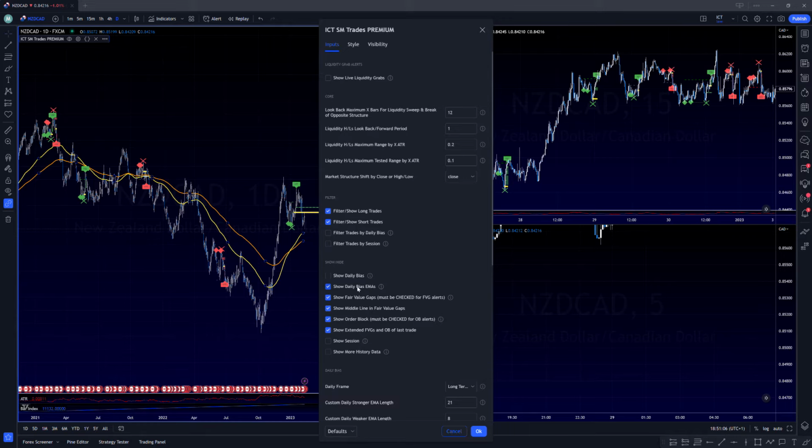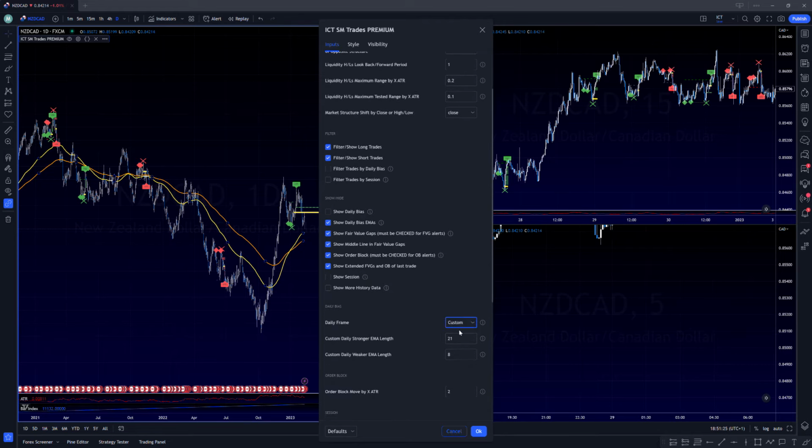so I showed how this daily bias works in previous videos. It is working with these two EMAs. One is stronger and one is weaker, and you can also set a custom daily frame, and set the stronger EMA and the weaker EMA. If the weaker EMA is above the stronger one, it is an uptrend or long daily bias, and vice versa, it is a short term or short daily bias.